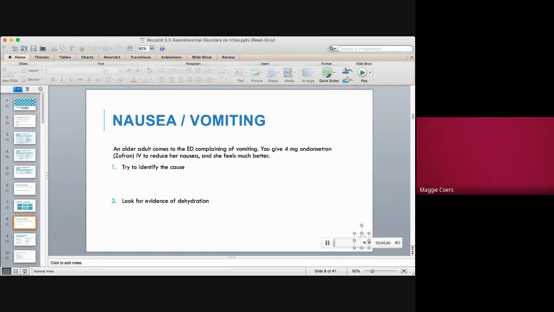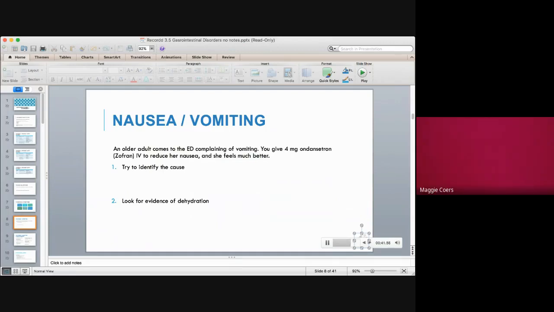So if we have an older adult who comes to the emergency department complaining of nausea, you give that older adult Zofran. They feel better, okay? And then we need to identify the cause of the vomiting. There's always something that causes it. And then we look at the signs for dehydration, okay? So normally a patient vomiting comes to the ED, we give them Zofran. Then we need to try to find out what's causing their vomiting. And then we look for other complications of that vomiting, like dehydration.